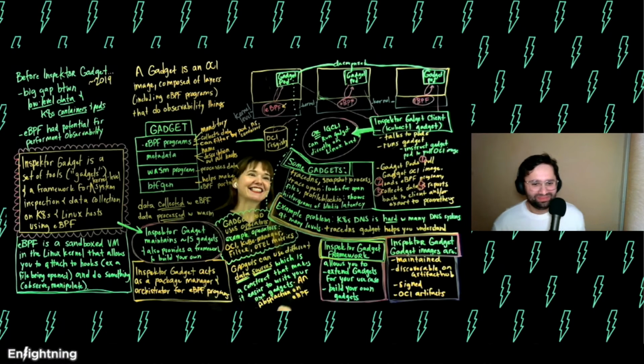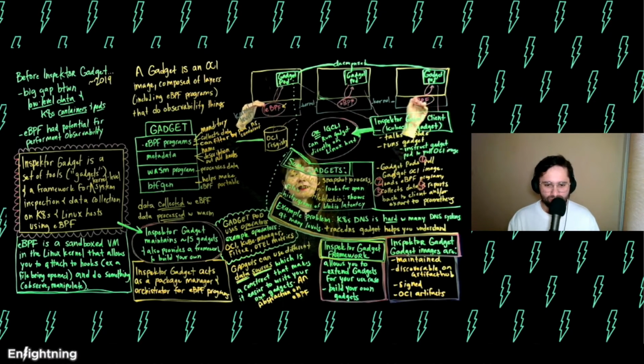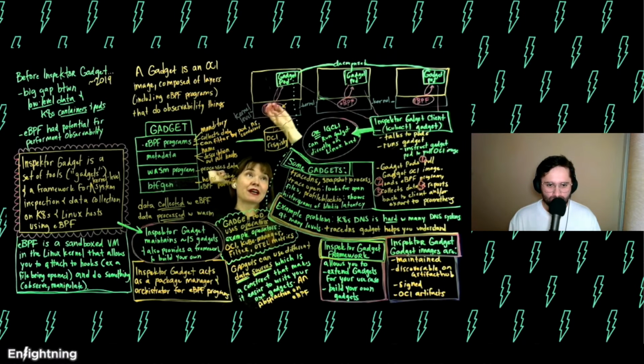I confused something. So then we drew out how it works. We have a 3-node Kubernetes cluster. Inspektor Gadget is running, with a gadget pod running as a daemon set on each node. We also have the Inspektor Gadget client as a kubectl gadget. The client talks to the pods and says, I want to run this particular gadget. Then each of the pods will pull the right gadget from the OCI registry, and then it will run the eBPF program or programs that are in that gadget at the kernel level.